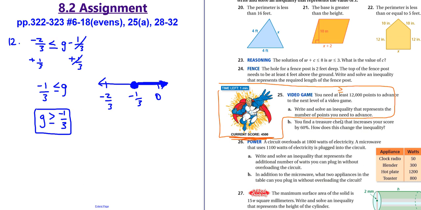So I'm going to say, okay, I've got x points. Oh, I'm sorry, it says current score of 4,500. So I've got 4,500 points already. I'm going to add x points more, and then you need at least 12,000. So that would be the inequality. That right there is the answer to part A. And you don't have to do part B. So I just gave it to you.